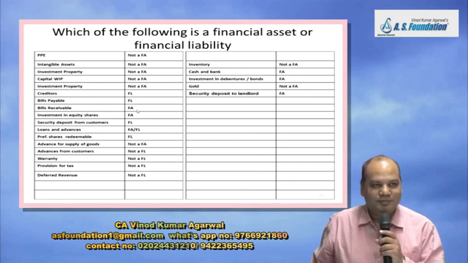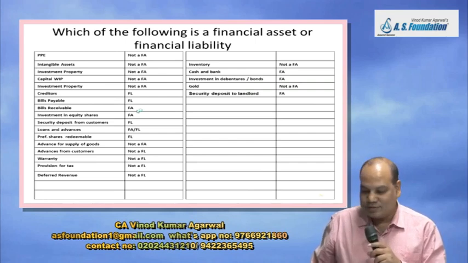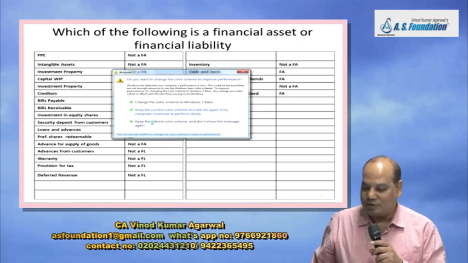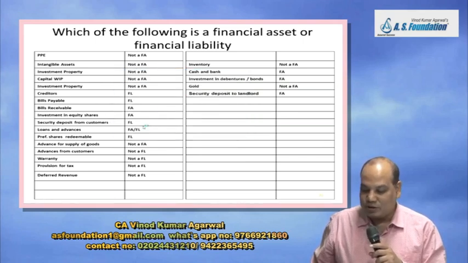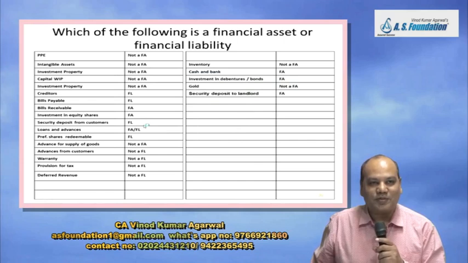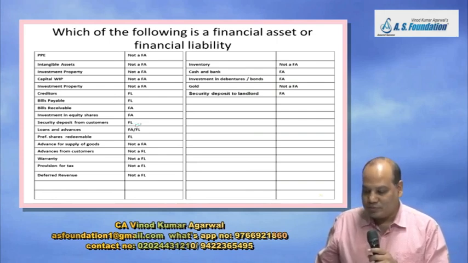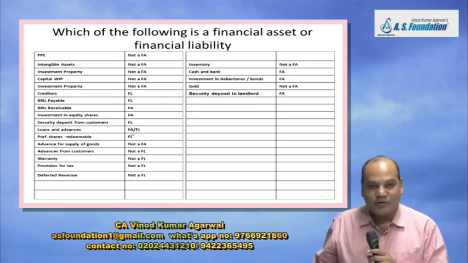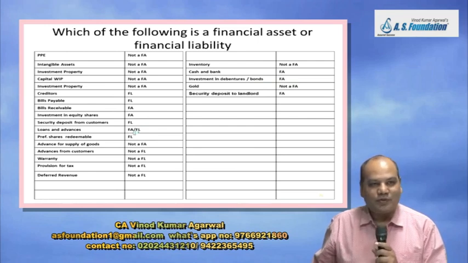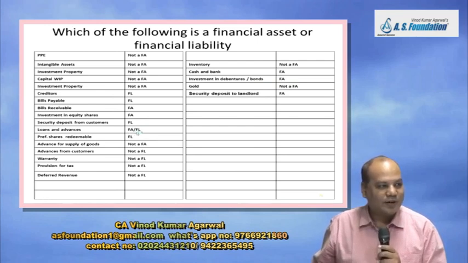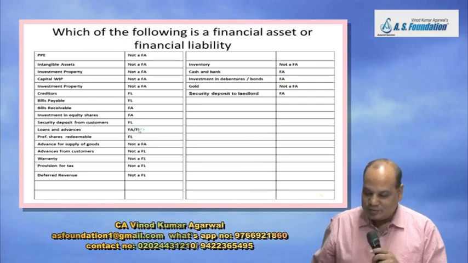Bills receivable, financial asset. Investment in equity share, financial asset. Security deposit from customer, financial liability, because you have to repay it back in cash. Obligation to pay in cash. Then loans and advances: for one party financial asset and for the other party financial liability. So even if you have written only one, I will give you the mark.